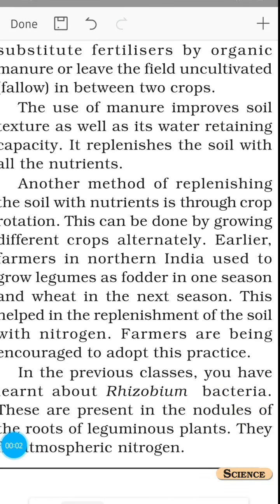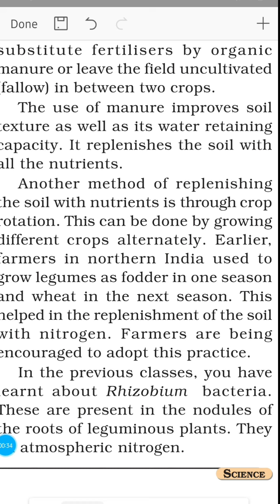Another method of replenishing the soil with nutrients is through crop rotation. This can be done by growing different crops alternately. Earlier, farmers in northern India used to grow legumes as fodder. Fodder means food for the cattle. So, legumes as fodder in one season and wheat in the next season. This helped in the replenishment of the soil with nitrogen. Farmers are being encouraged to adopt this practice.